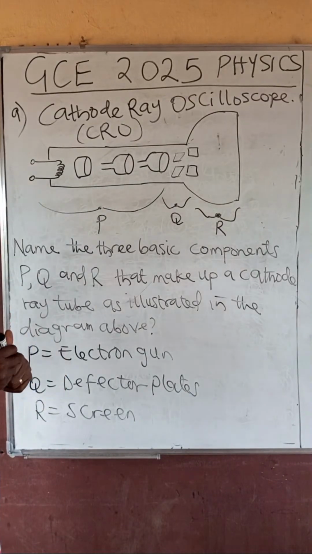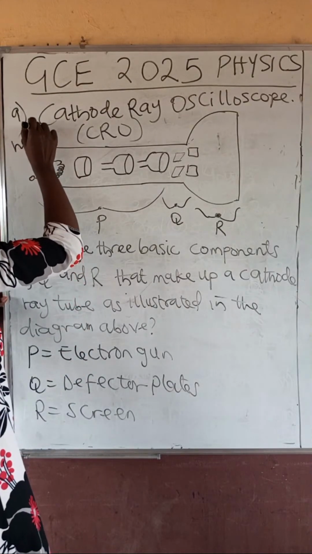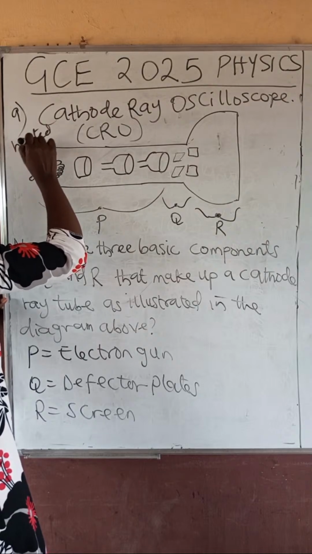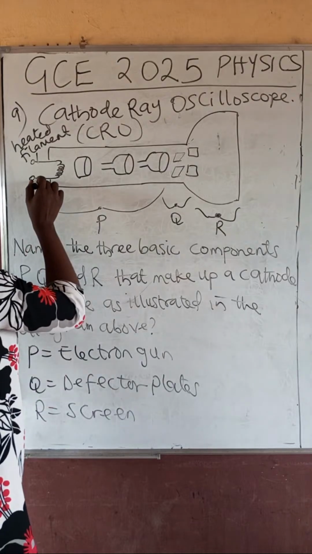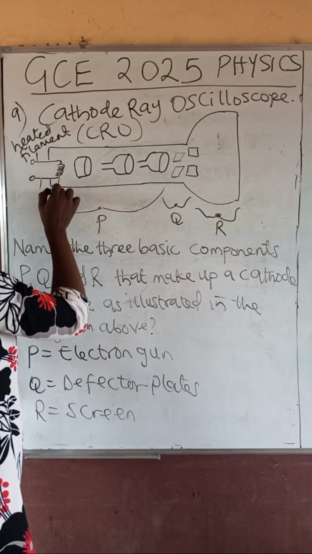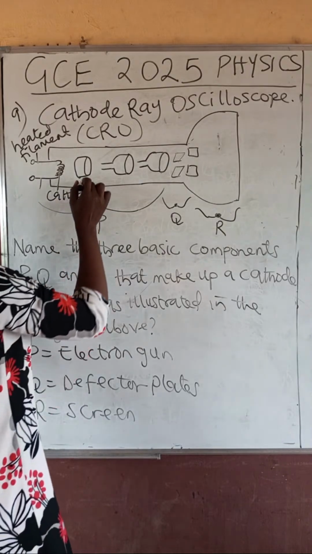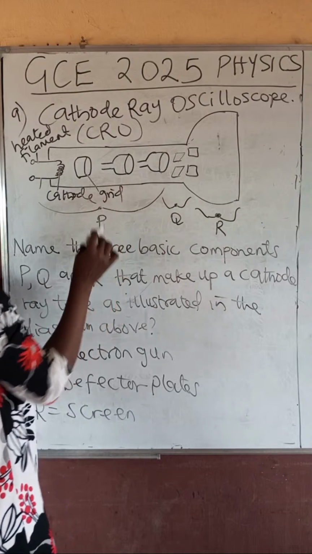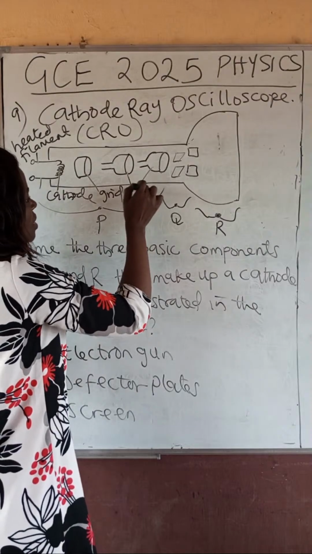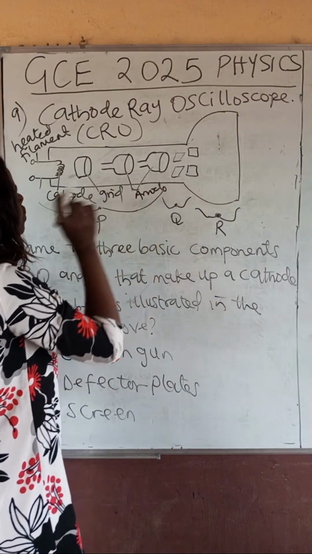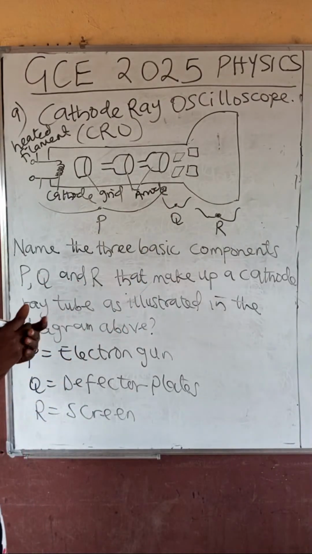which is also the same thing as our cathode. This is the heated filament, which can be our cathode. Now this is what we call the grid. The thing that distinguishes between the cathode and what? Anode. And this one is my anode. All right. Now I'm still going to explain the principle of this CRO.